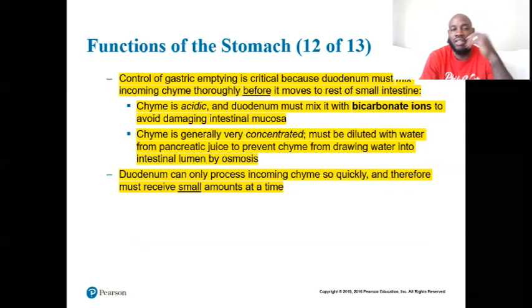I thought it's a good slide to pay attention to. Control of your gastric emptying is critical because the duodenum must mix incoming chyme thoroughly before it moves to the rest of the small intestines. So the chyme is acidic. The duodenum mixes it with bicarbonate.